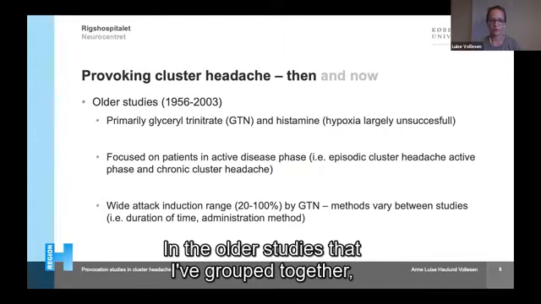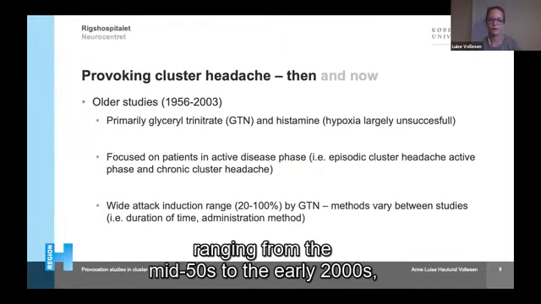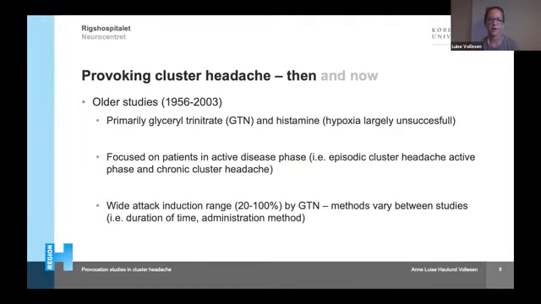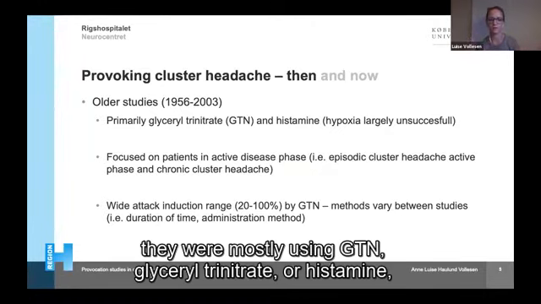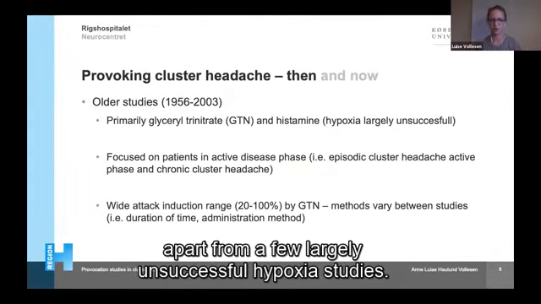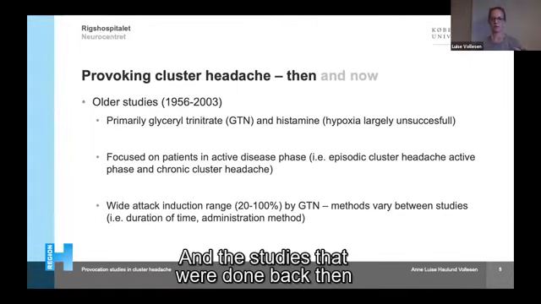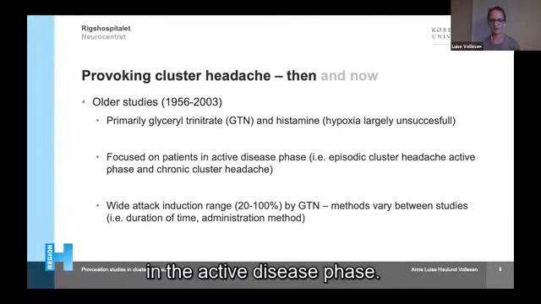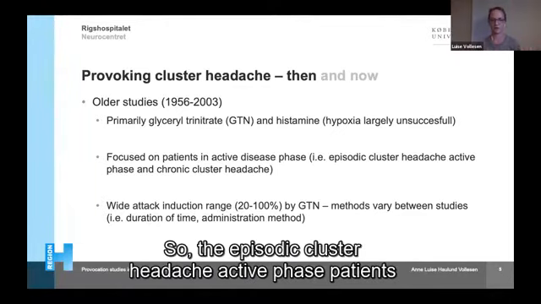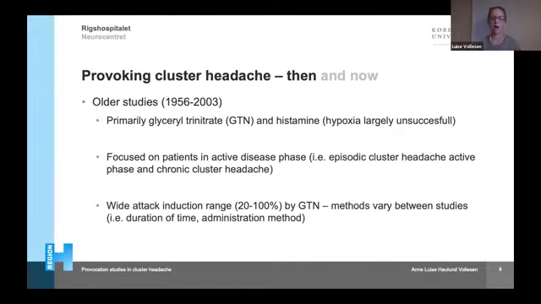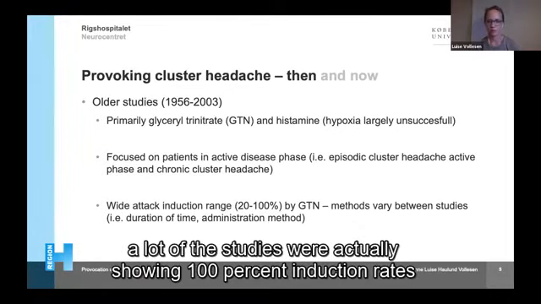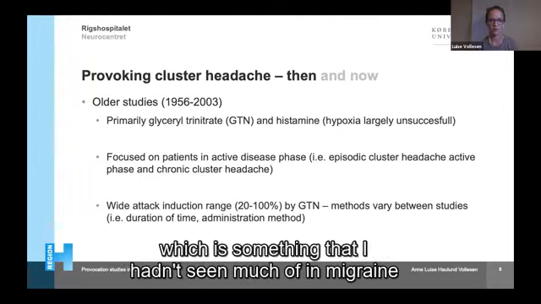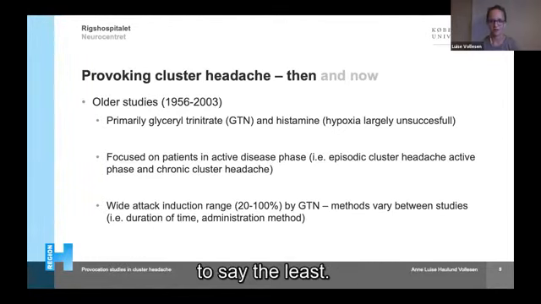In the older studies that I've grouped together, ranging from the mid-50s to the early 2000s, they were mostly using GTN, glyceryl trinitrate, or histamine, apart from a few largely unsuccessful hypoxia studies. And the studies that were done back then were mainly focused on the patients in the active disease phase, so the episodic cluster headache active phase patients or the chronic cluster headache patients. And what surprised me was that a lot of the studies were actually showing 100% induction rates, which is something that I hadn't seen much of in migraine, to say the least.